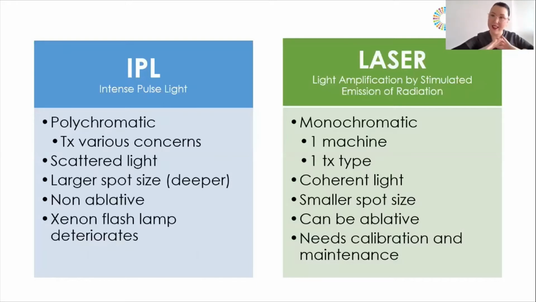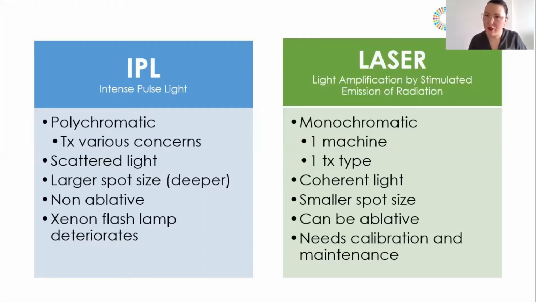Your IPL has that scattered light, as we spoke about before, whereas your laser is very coherent and it is very targeted. Your IPL has a larger spot size. So this larger spot size is actually able to penetrate deeper into the skin, which complements that scatter quite nicely. With lasers, when we need to build up energy, we need the spot size to continue to get smaller, and that's going to dictate how much scatter we get and that depth of penetration almost.